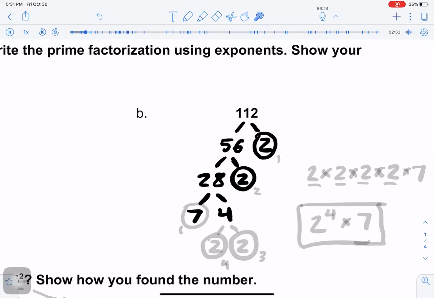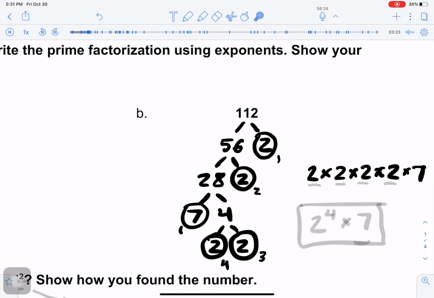So I'm going to go ahead and write those down. I see 7 is a prime number, I circle that. And now I'm just going to break apart 4. 2 times 2 gives me 4. I circle those prime numbers. Now I'm ready to write this expression out. I see that I have 1, 2, 3, 4 2's. So I'm going to write my 2's 4 times: 2 times 2 times 2 times 2. And I have a 7 right there, so I'll write times 7.